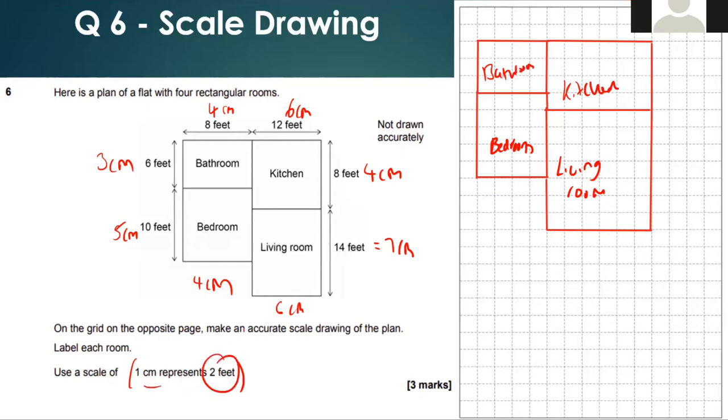1 centimeter represents 2 feet. So obviously this, for example, is 8 feet. So if 2 times 2 goes to 8, that's 4. Okay, so it's 4 centimeters. So you can see 1, 2, 3, 4. So I'm using each square as a centimeter, okay?